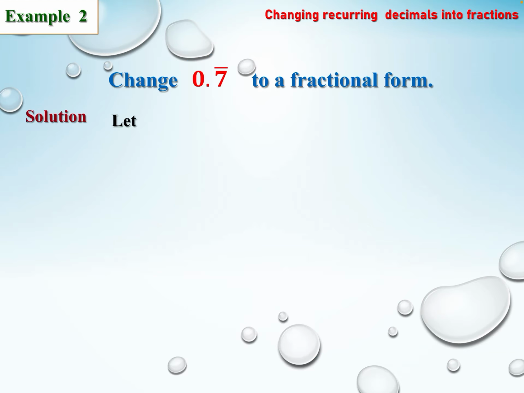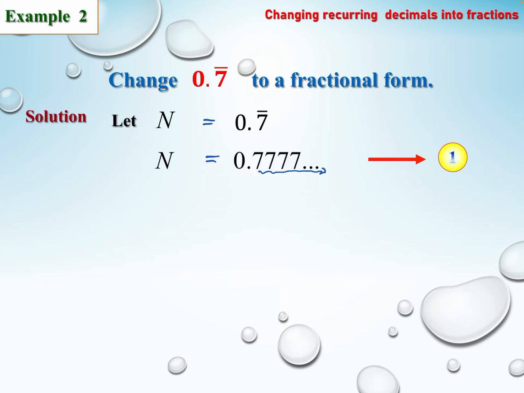Next, example number 2. Change 0.7 repeat 7 to a fraction form. First, what to do? We just give the letter n to stand for 0.7 repeat 7, so that n equals 0.777777 and so on. We give this as equation number 1. And after that, we take equation number 1 multiplied by 10. What will we get? Equation number 1 multiplied by 10.